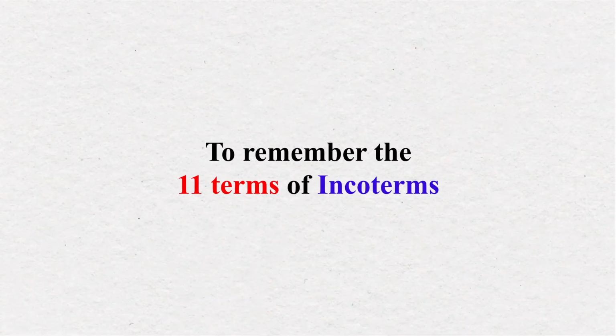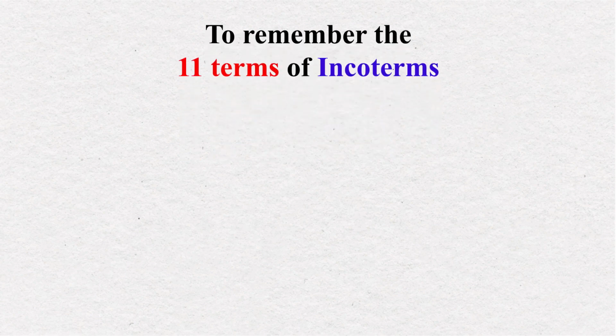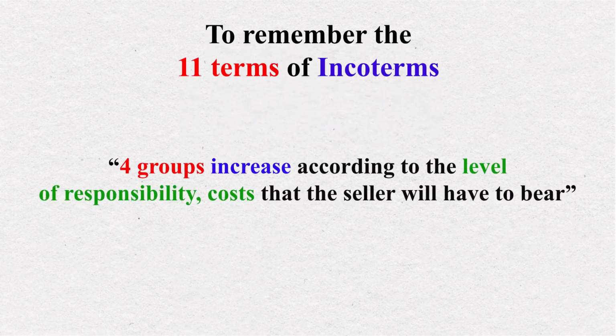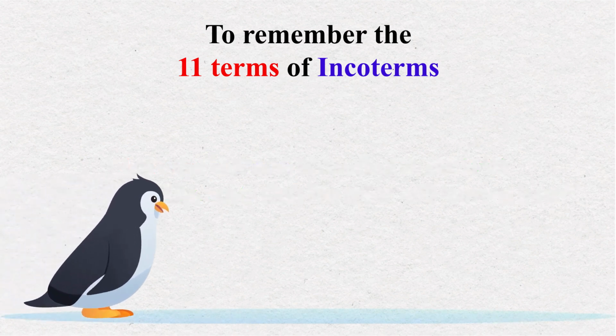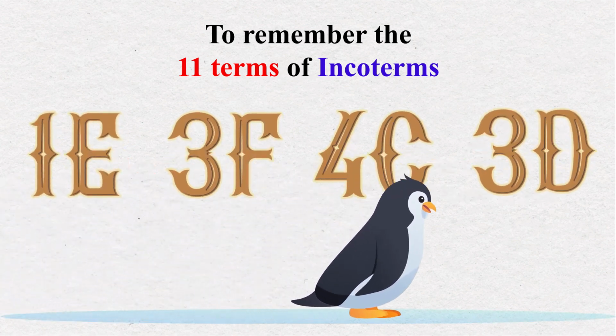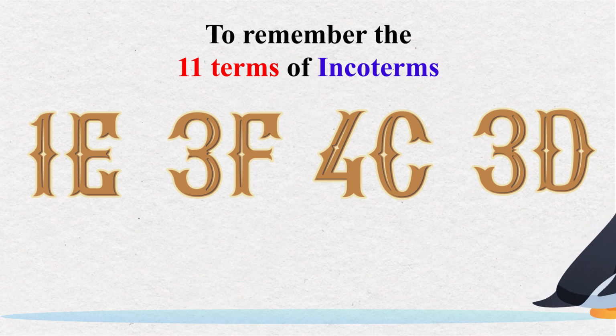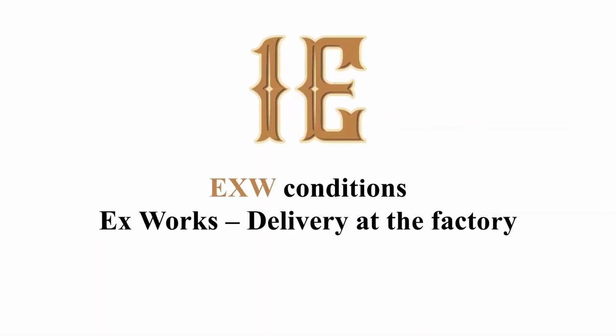In order to help students easily remember the 11 terms of the Incoterms, I will divide them into 4 groups, increasing according to the level of responsibility and costs that the seller will have to bear. Students, remember to record this mantra: 1E3F to 4C3D. The first is Group E. There is only one clause in this group, that is, EXW conditions, or Ex Works, delivery at the factory use case.